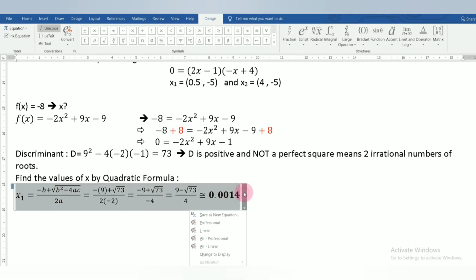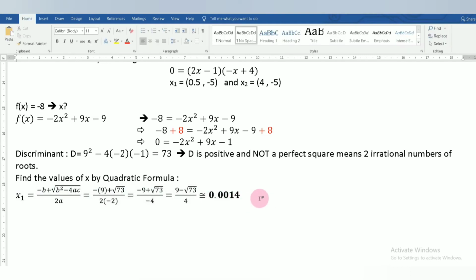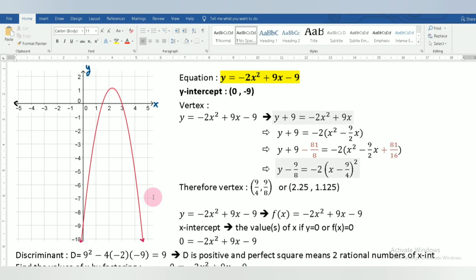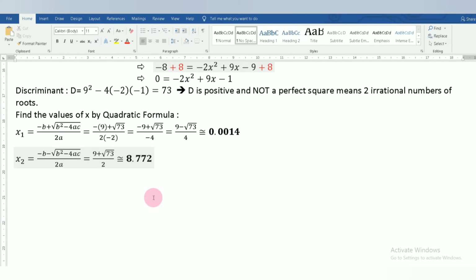When I use the calculator, I find this is my first value of x. And with the same method, I look for the second x, and this is the final approximated decimal. So it is 0.0014, this one, and the second one is 8. Oh, sorry, if I made mistakes here, now you look at that.